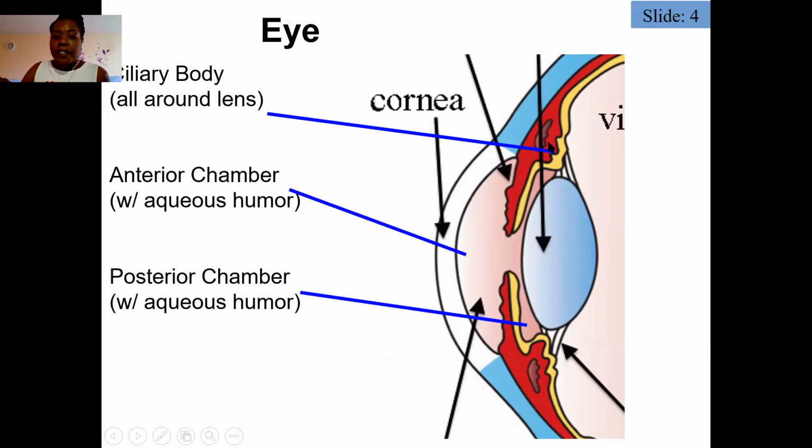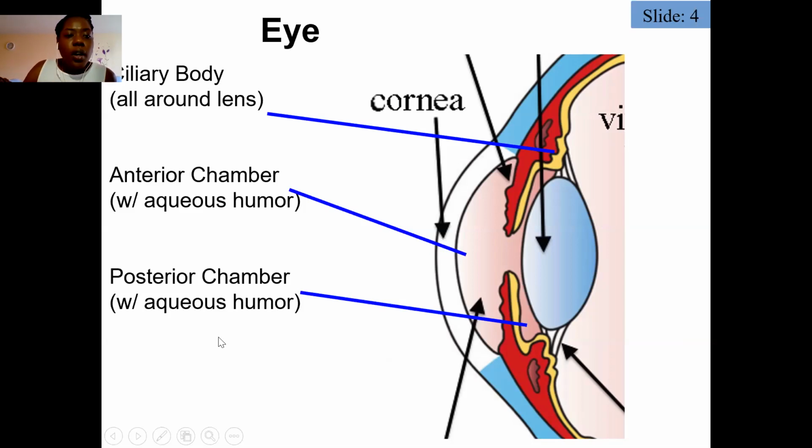The connection of the ciliary body to the lens happens via the suspensory ligament. So these white ligamentous attachments here are called the suspensory ligaments, and those are what are actually anchoring onto the lens and moving with the smooth muscle adjustment of the ciliary body.